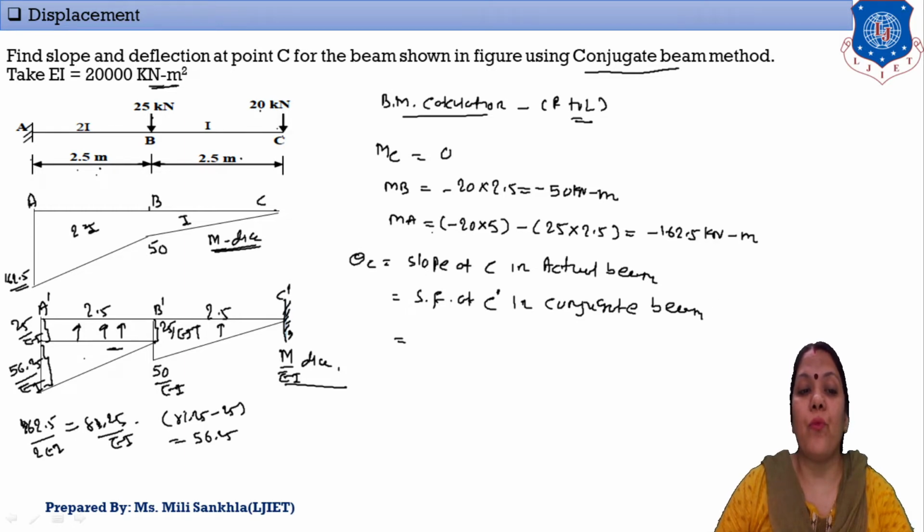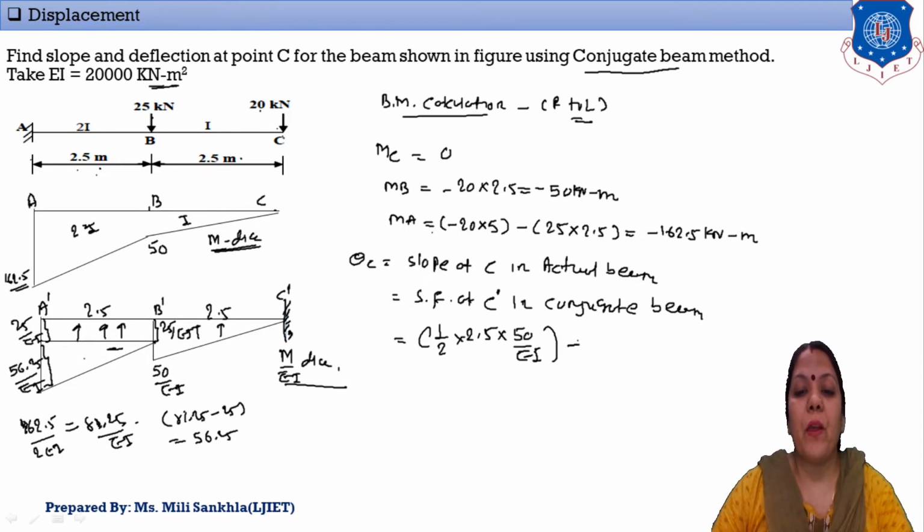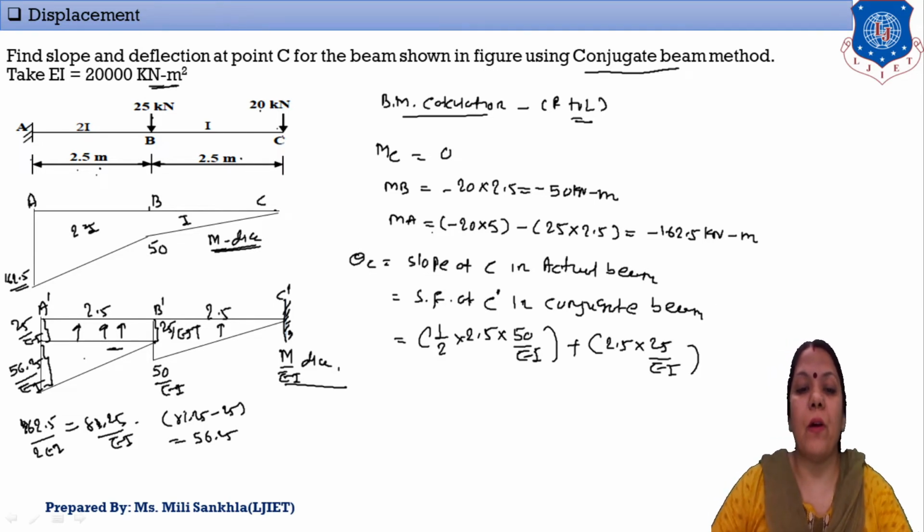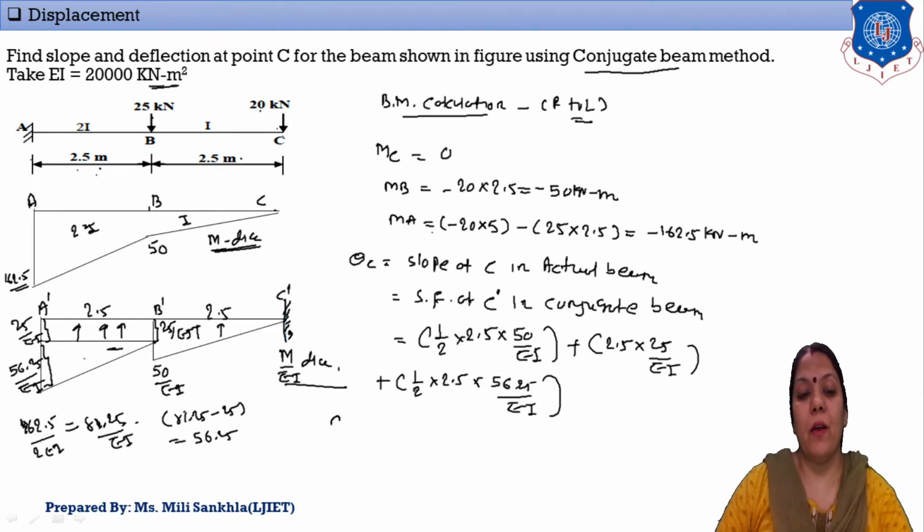Our first area is 1/2 into 2.5 into 50 by EI, plus the second area, a rectangle, 2.5 into 25 by EI, plus the third area, again a triangle, 1/2 into 2.5 into 56.25 by EI, and theta C is equal to 195.31 divided by EI, and the numerator is in kilonewton into meter square. Now put the value of EI, 20,000.